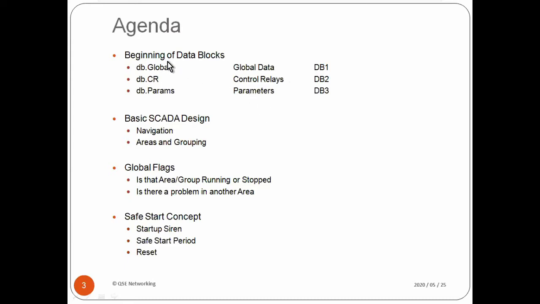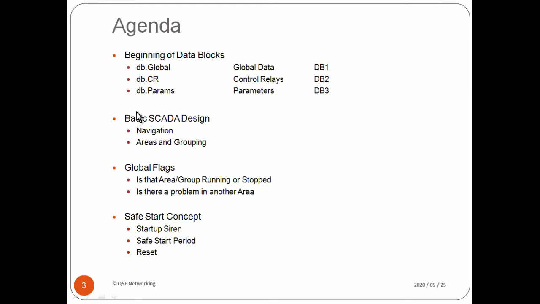And that would be a global data block. It could be called global or DB global. And I normally use DB1 for that. DB2, this control relays, is where, instead of using markers, I create what they call control relays. And parameters is where all the other control parameters of your project will be. And it's nice to put it in its own DB.